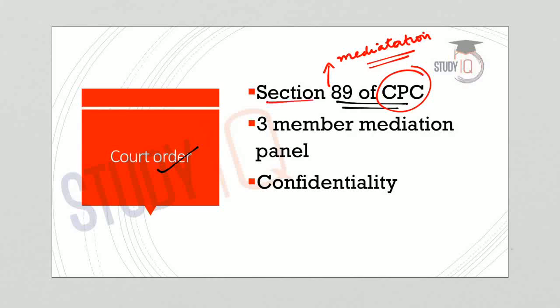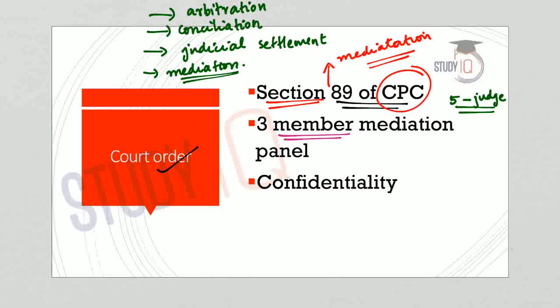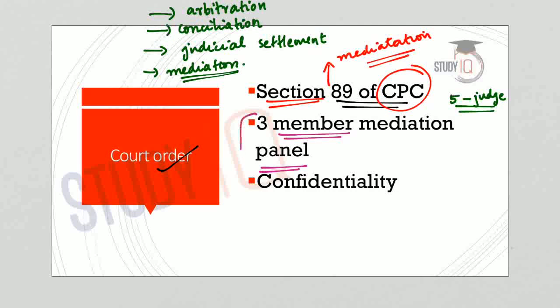Now briefly about section 89. Under section 89 of the CPC, the court can order a settlement among the parties. In this regard, the court may reformulate the terms of a possible settlement, and the court can refer the same for arbitration, conciliation, judicial settlement or mediation. The 5-judge constitution bench finally went for the last option, that is mediation, and appointed a 3-member mediation panel in order to mediate this issue.